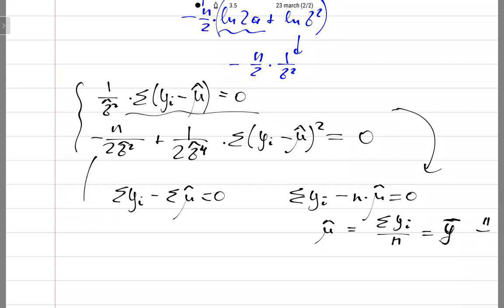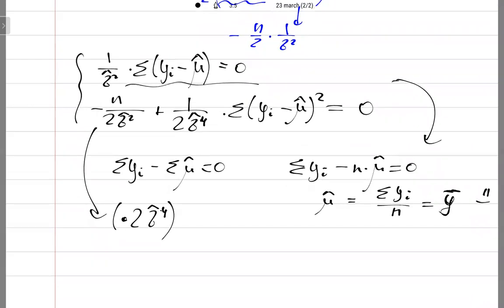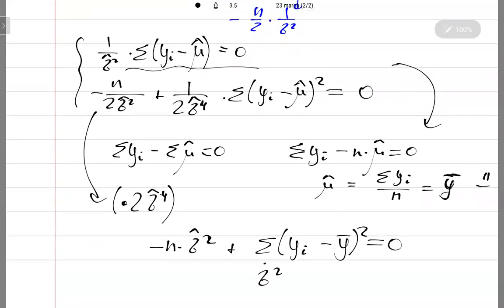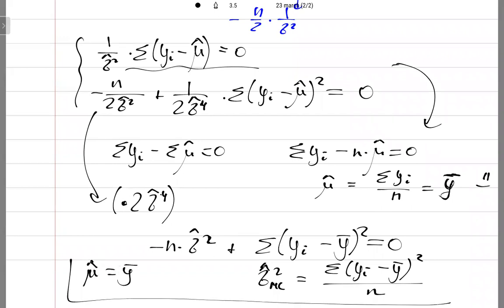Okay, now we can solve the second equation. The first equation is solved. We multiply by 2 sigma power 4, and we obtain minus n times sigma squared plus the sum of y minus y bar squared equals 0. So the maximum likelihood estimate of sigma squared is the sum of y minus y bar squared divided by n. Okay, any questions here? That's clear.